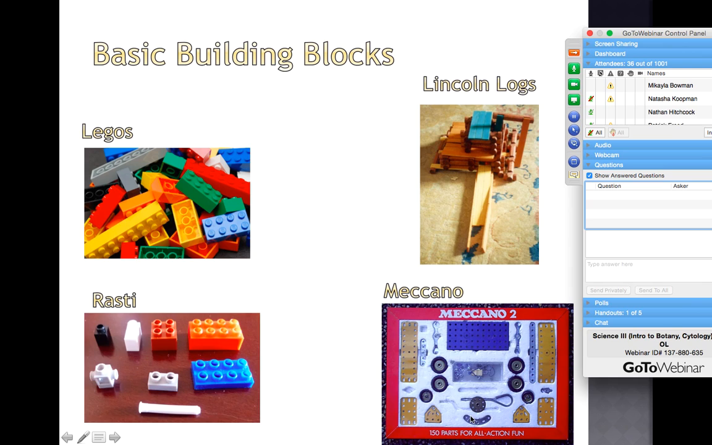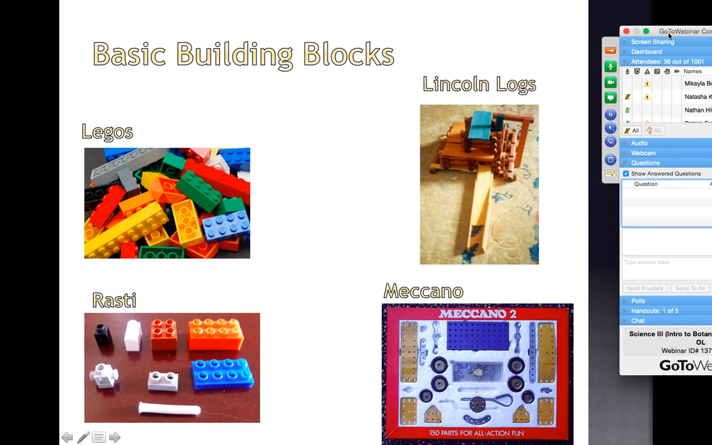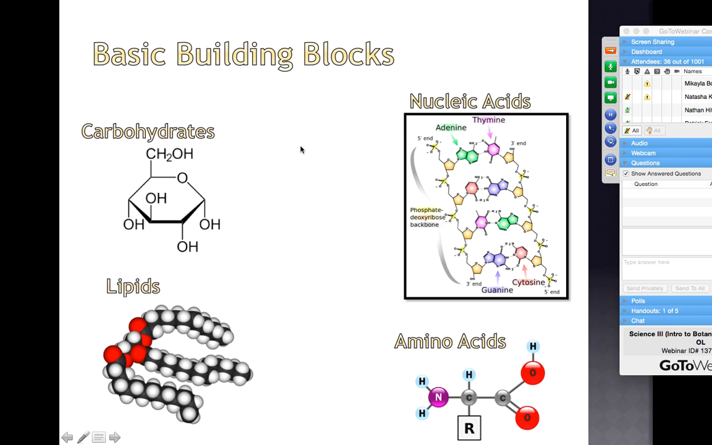The Mecano is a set that is all made of metal, and you put the pieces together with nuts and bolts. It's very interesting, and we used it a lot to build cars and cranes, big tall structures. Really fun. All right, and so now let's see what the building blocks of organic compounds are.